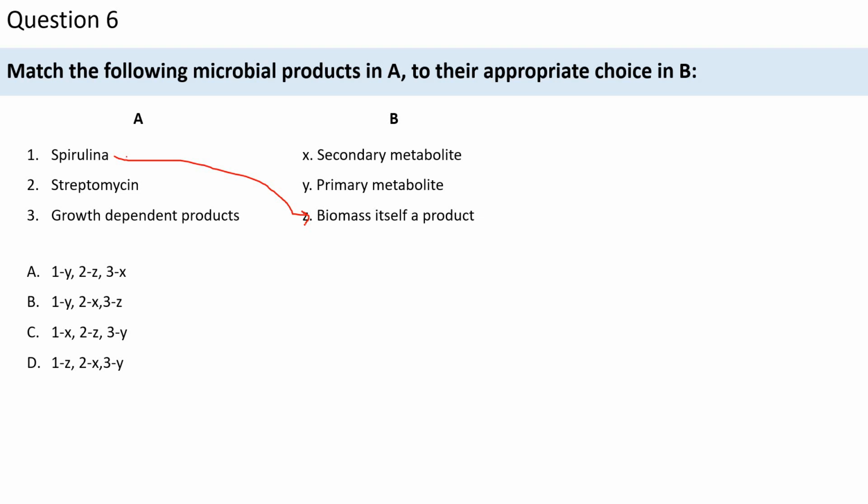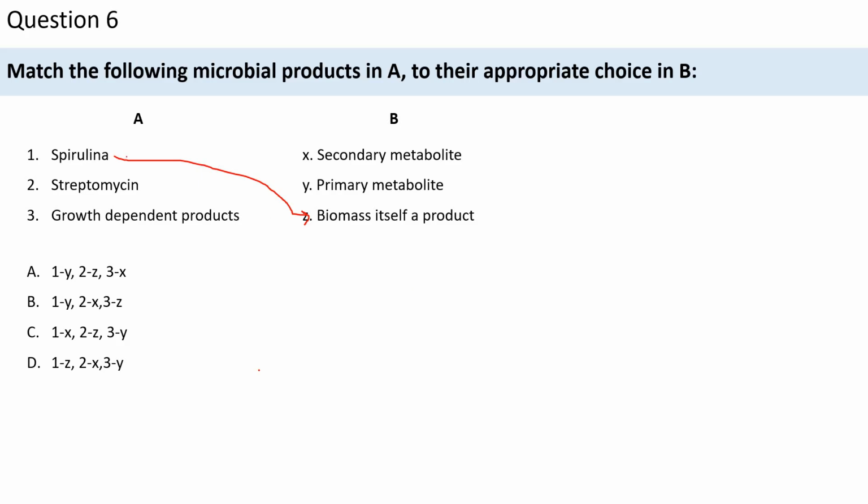There are many other examples like microalgae and other products where the biomass itself is a product. In those modes of fermentation, the ultimate aim will be to produce very high cell concentration rather than focusing on a product, because here the biomass itself is the product, so our ultimate aim is to produce biomass itself as a product.